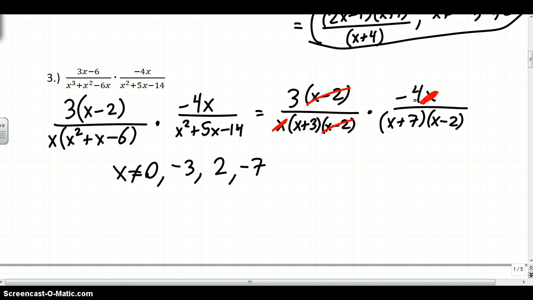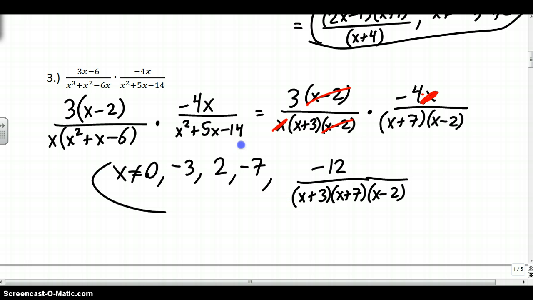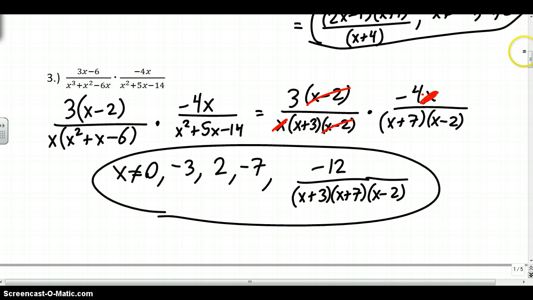Don't let that negative 4 fool you. That's negative 4 times x, right? You can still cancel that. So we're only left with 3 times negative 4 in the numerator, which is negative 12, over the 3 binomials we're left with in the denominator, as long as x is not those. So there you are.